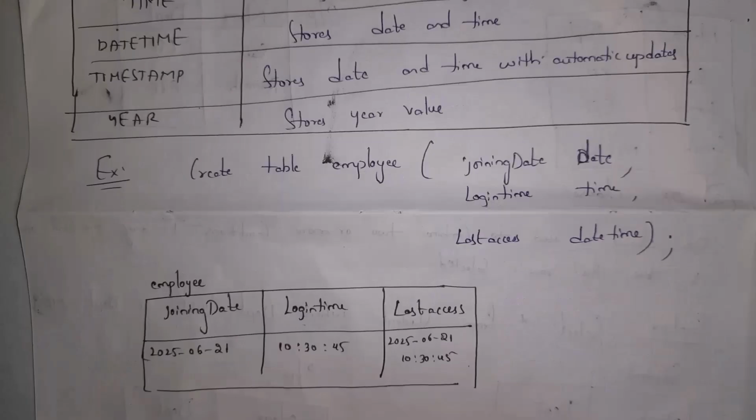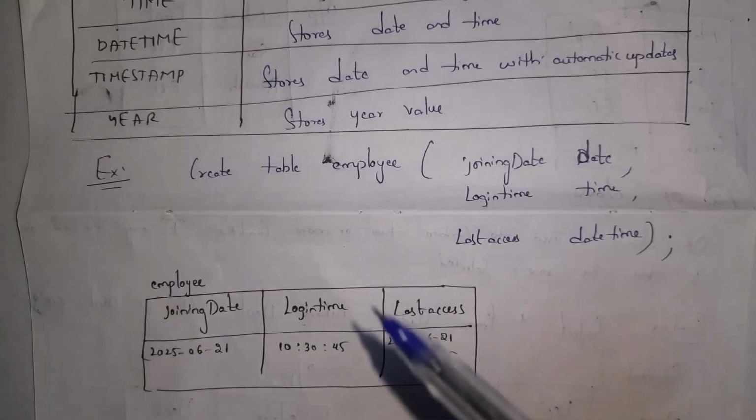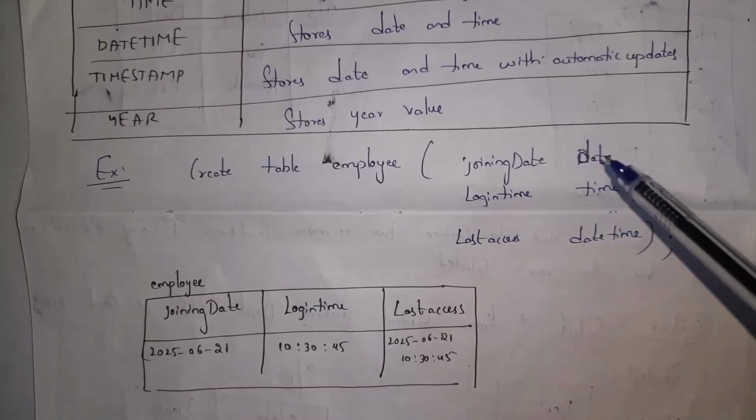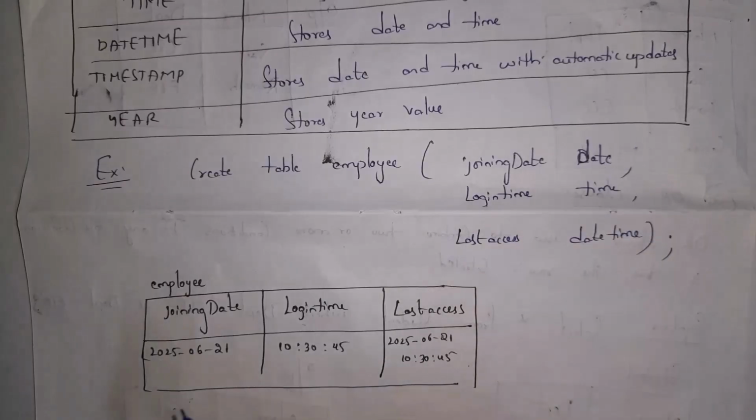I will create an employee table by applying all these data types. So create table employee. The column name I want to give is joining_date, and the data type is date. Whenever I use the date data type, I can give values like year 2025 hyphen month 6 hyphen date 21. In this format, I can give values whenever I use the date data type.